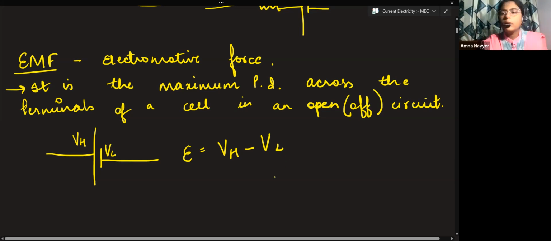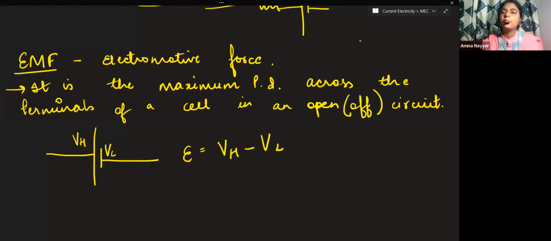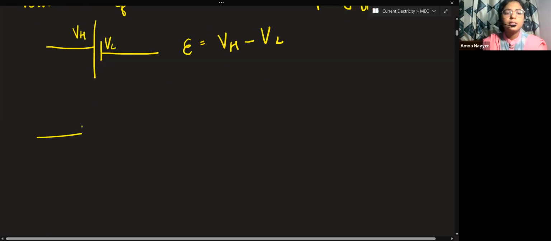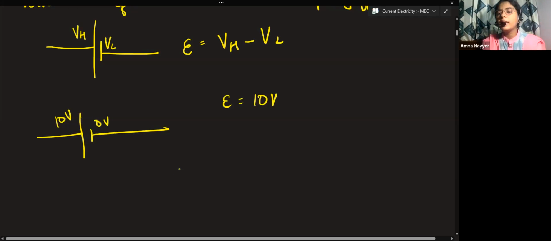Sometimes lower voltage can be zero. Let's take an example. If I say this is 10 volts, this is 0 volts. So EMF will be 10 volt only. The reason is that there is no voltage offered by the 0 one. So when you take it as 10 minus 0, it will still come out to be 10. Or if you have any different value, if it had been 5 volt, then the EMF would have been 5 volt. So it's the potential difference that comes.